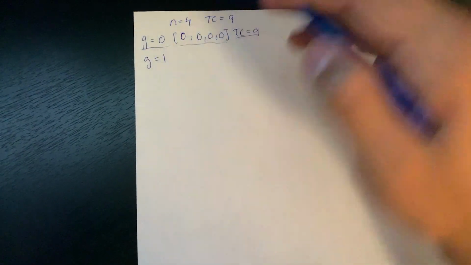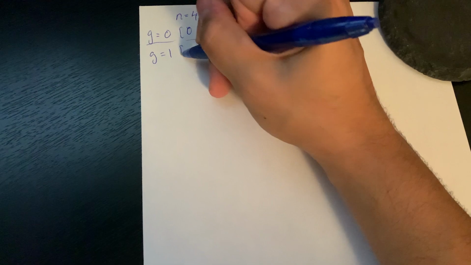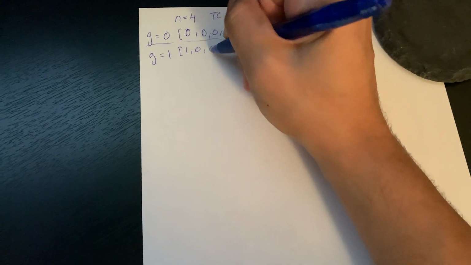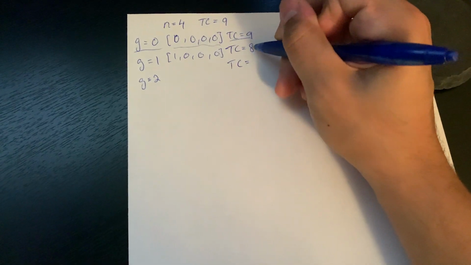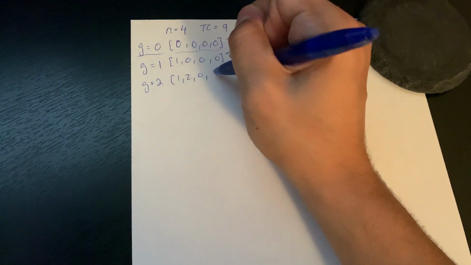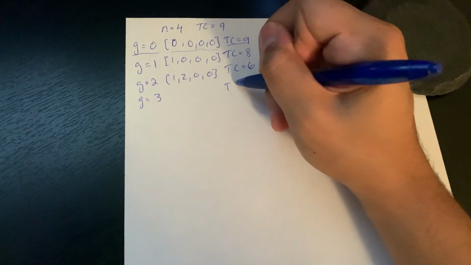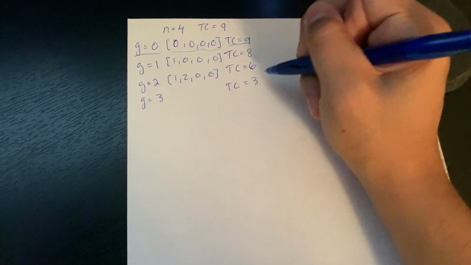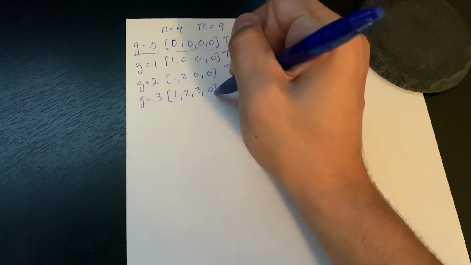Once we give 1, our total candies is going to go down to 8. And our array of people will look like this, right? Let's give 2 candies now. Our total candies will go down to 6. The second person gets 2 candies, right? The third person will get 3 candies. And our total candies will be 3. So now we have 1, 2, 3, 0.